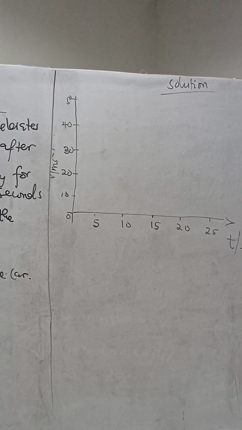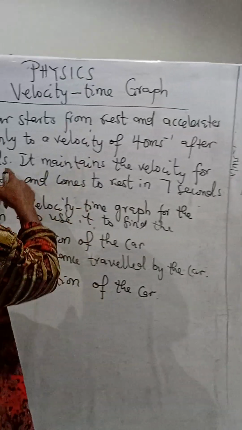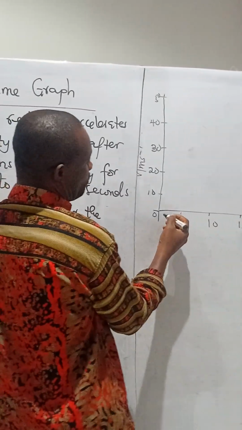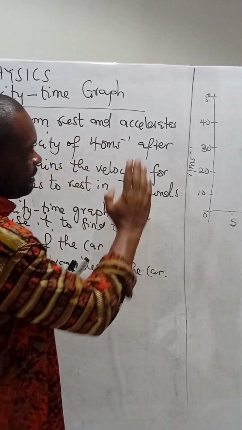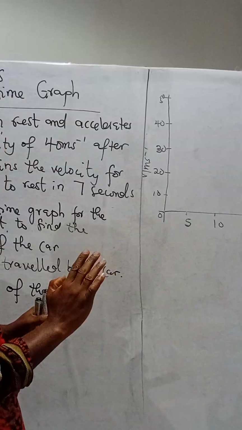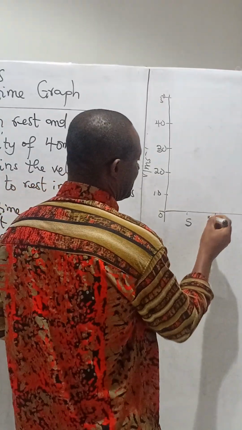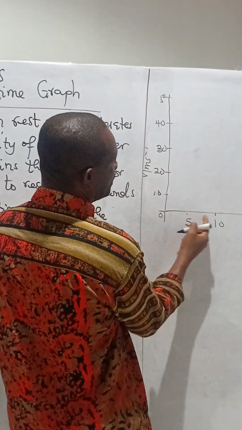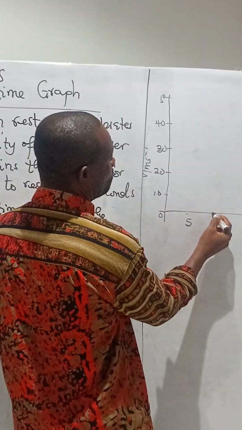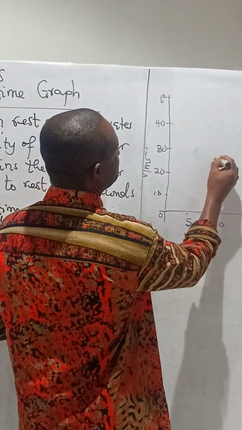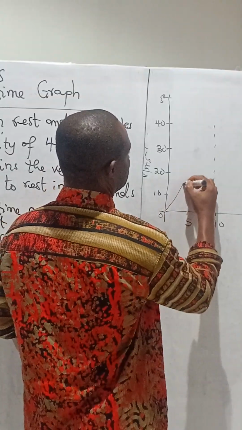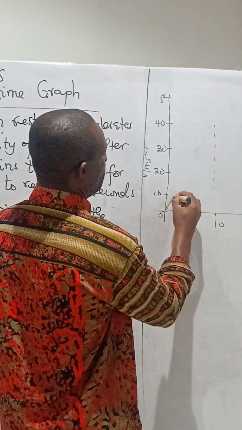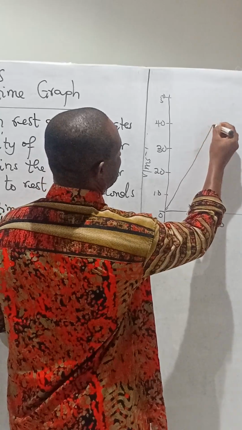Now the car accelerated uniformly to a velocity of 40 meters per second in 8 seconds. In fact, the car was at rest, meaning that it began from velocity 0, it was not moving. So it accelerated until 8 seconds. So this is 10, so my 8 will be somewhere here. So let's see my 8. So this is going to be the motion of the car when it was accelerating.